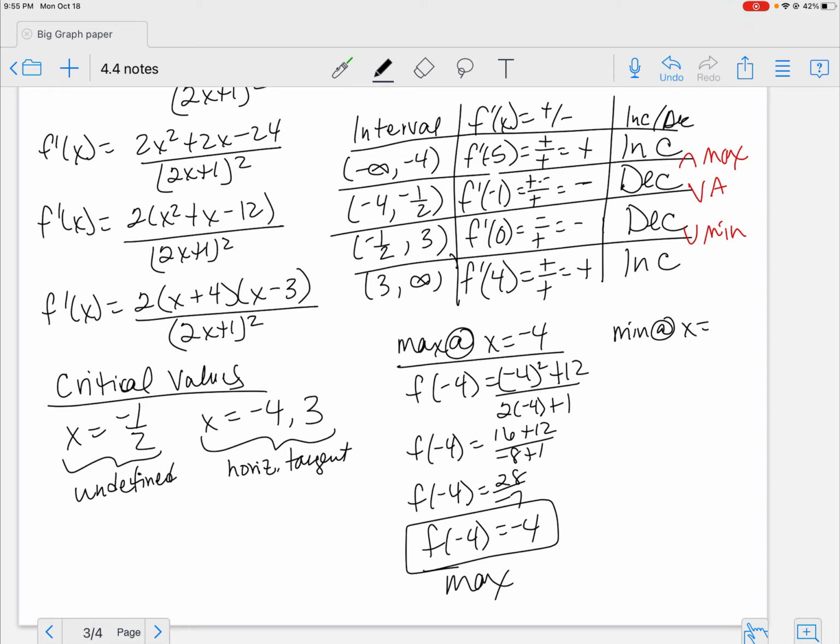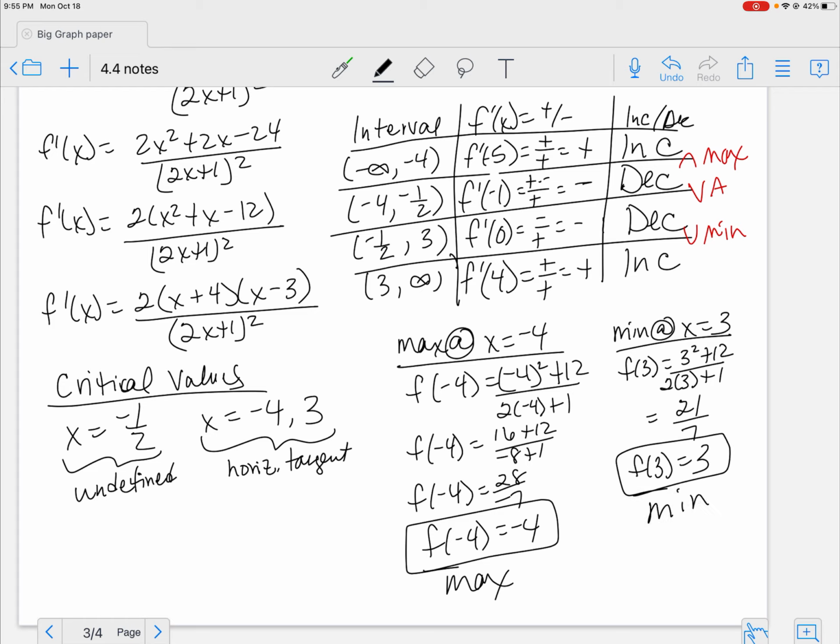All right, let's see what's happening at our minimum. It's happening here at x equals 3. Plug it in. F of 3 is 3 squared plus 12 over 2 times 3 plus 1. 9 plus 12 in the numerator is 21. 6 plus 1 is 7. So f of 3 is 3. Oh, crazy. Check that out. That's our minimum.